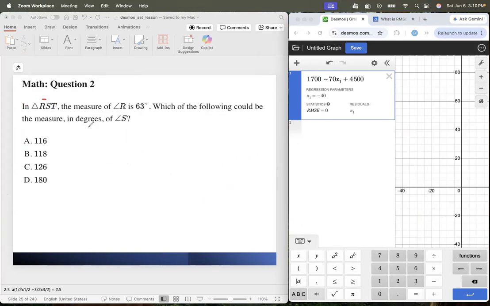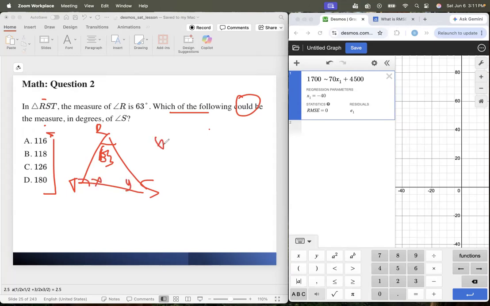In a triangle RST, I don't know what kind of shape, right angle triangle, I don't know. So I know RST. The measure of R is 63. Which of the following could be? That means it can be any of these numbers. It doesn't mean it has to be exactly. They want you to find an approximate number, right? 63. But you know that the total angle has to be 180. Therefore, if I put this here X, I put Y. So X plus Y plus 63 is equal to 180, right? That means X plus Y should be equal to what? You subtract this from that, it's 117.